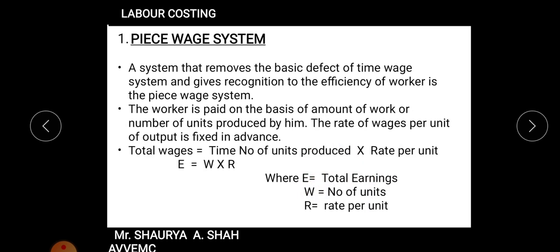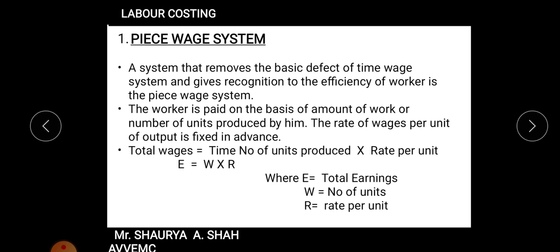Piece wage system, as I told you, the limitations also were discussed in yesterday's lecture. A system that removes the basic defect of time wage, by recognizing the efficiency of the workers, is the piece wage system. Now the worker is paid on the basis of the amount of work or the number of units produced by him. So the rate per unit is fixed in advance, right? We saw yesterday it also. I suppose it is very easy.